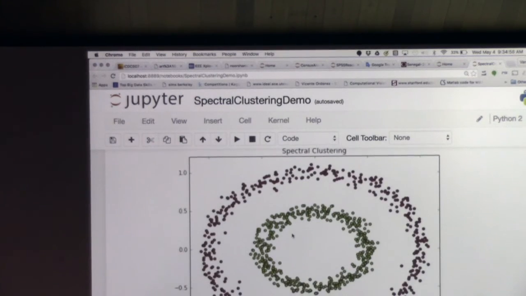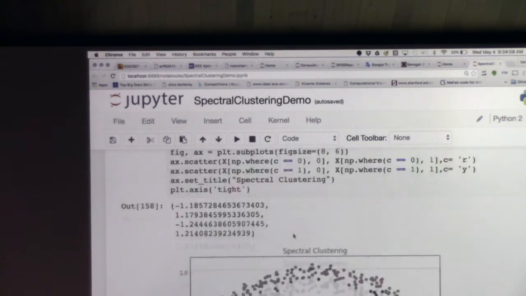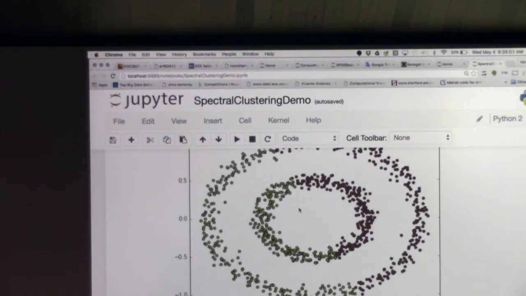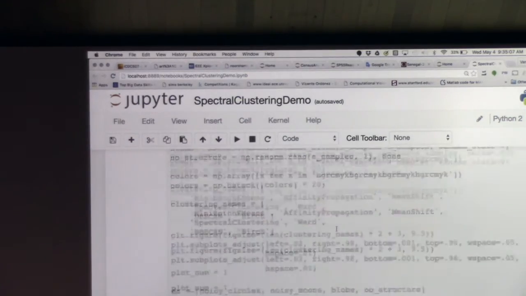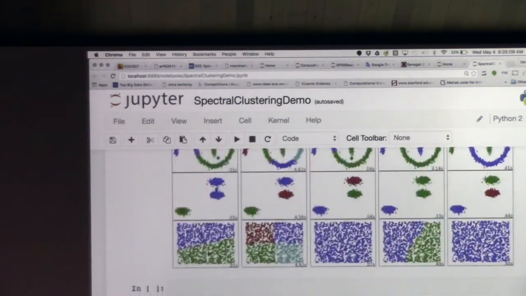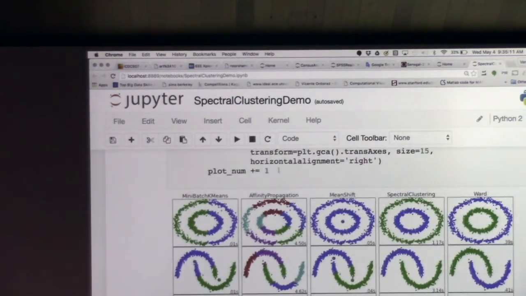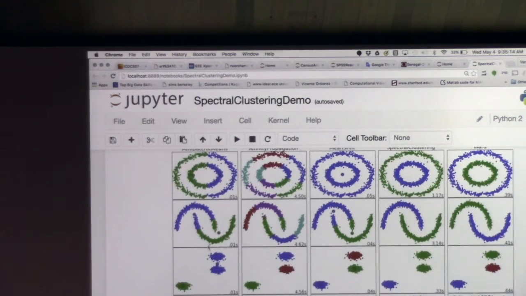So this is the output of spectral clustering. Remember, k-means clustering gives you this, which is not good. Spectral clustering gives you this, which is better. I showed this to you last time as well. This is a short demonstration of how different clustering methods work on different data sets, and this can help you understand the strengths and weaknesses of all these methods. Any questions?